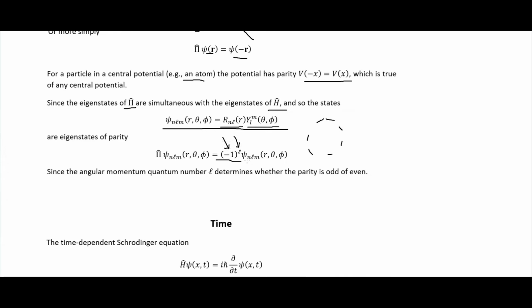But when L equals 1, then we have a -1 there, and that's when we have the p orbitals, which, as I said, do in fact have the negative symmetry or the odd symmetry.